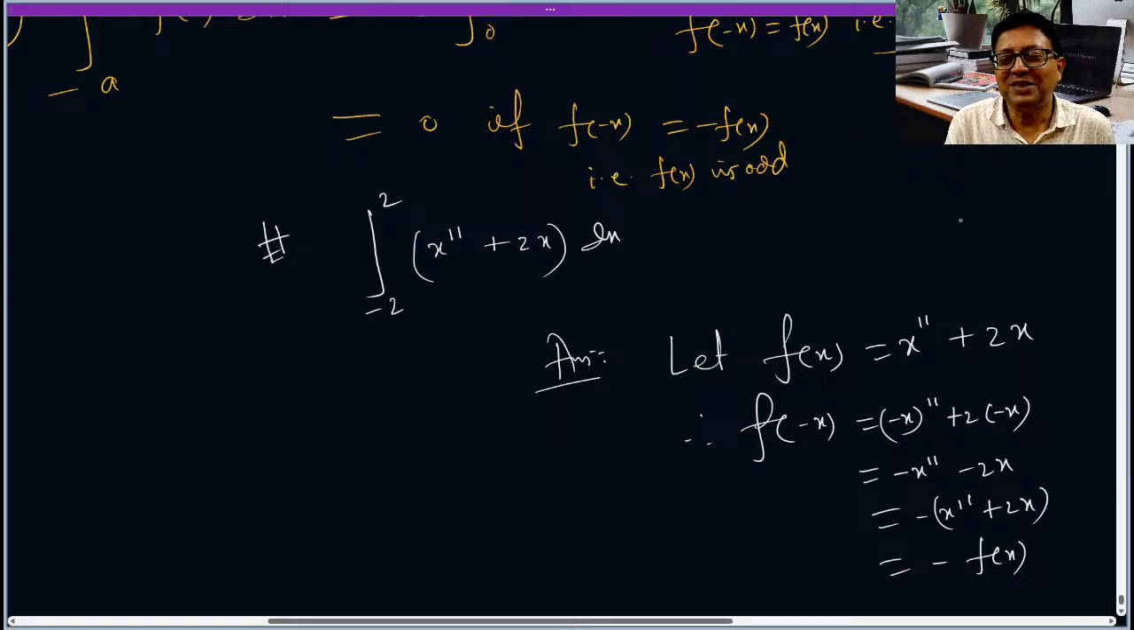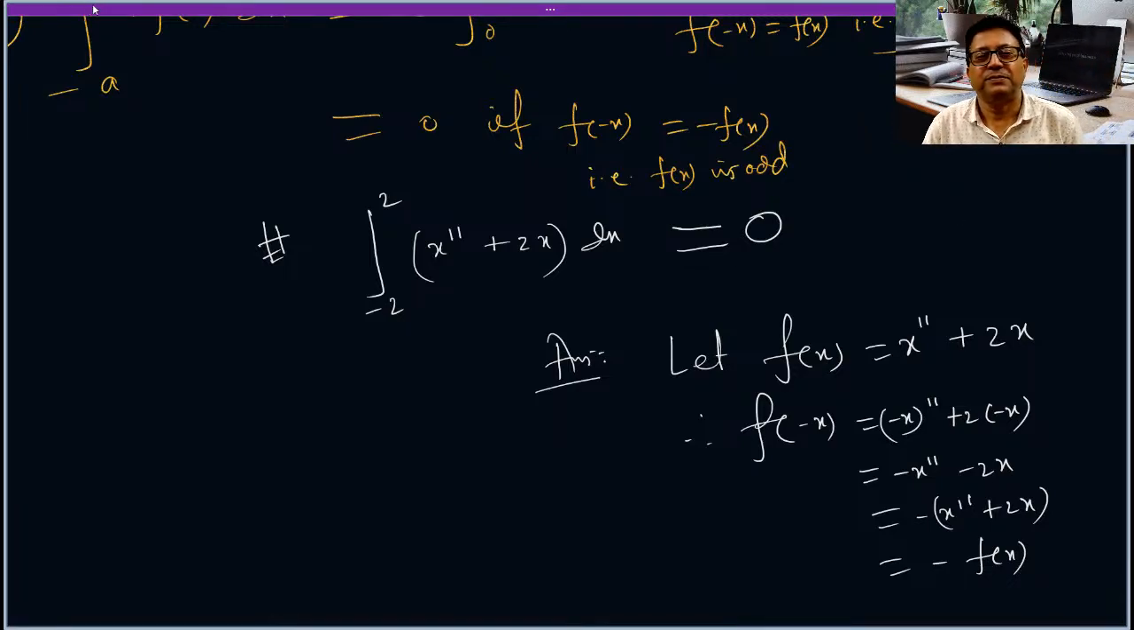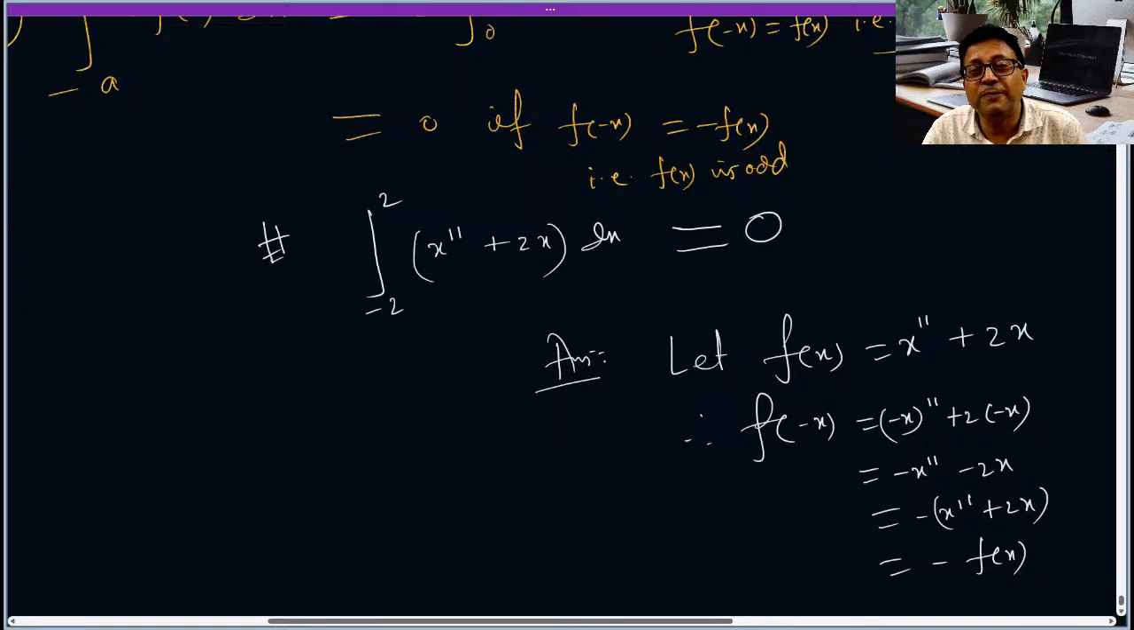Okay. So this is what? This is an odd function. The value will be 0. Straight. Clear? Understood? So for an odd function, we can write the value directly.